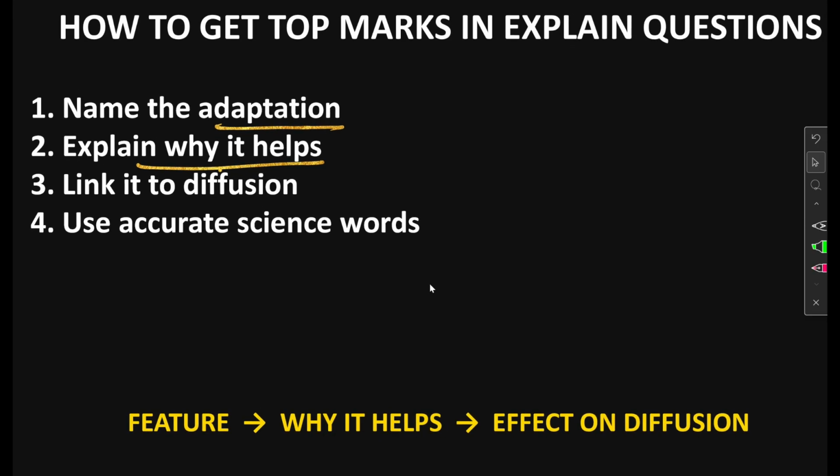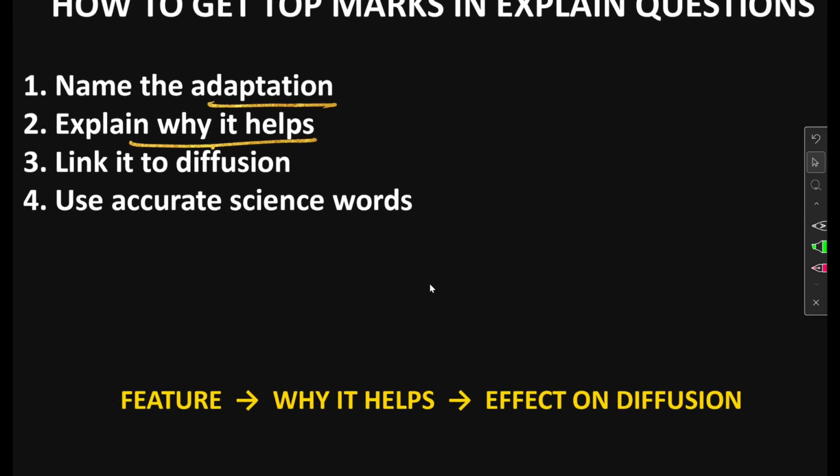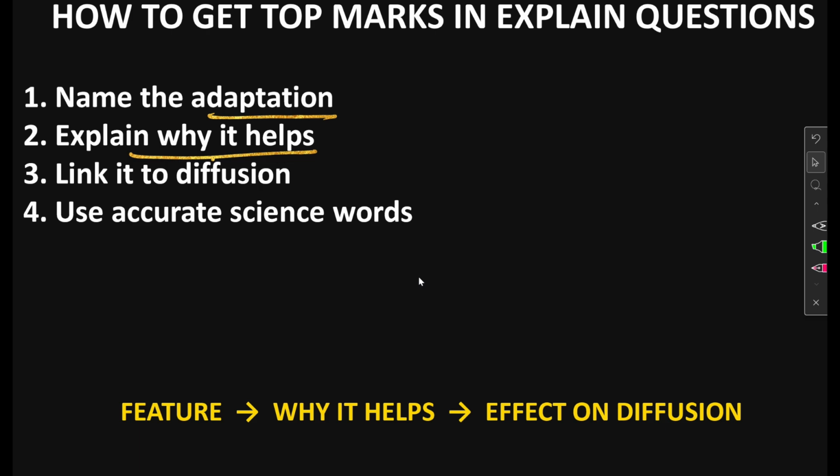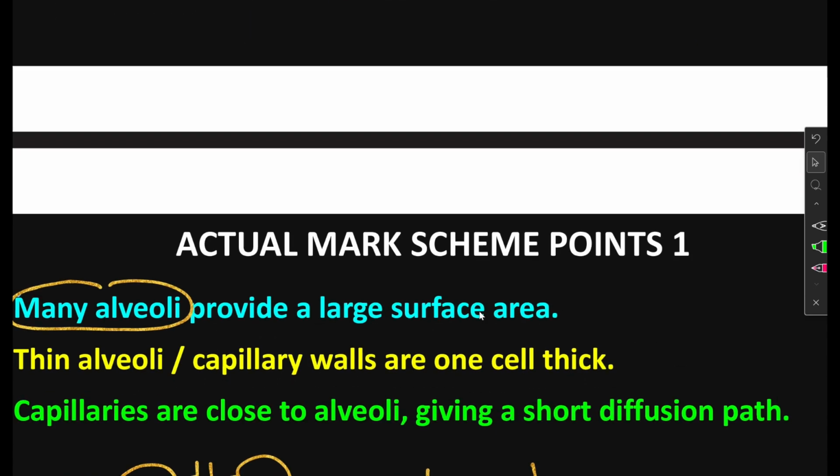How to get marks in explain questions. What I said is explain: name the adaptation and explain why it is an adaptation. That's the key thing. You can't just say the adaptation and move on. Link has to be provided. Very important. Now look at the mark scheme.